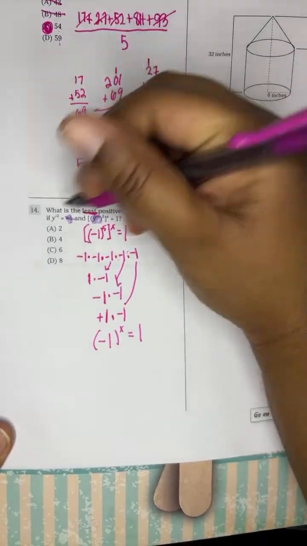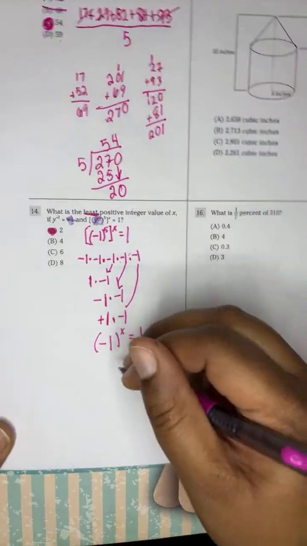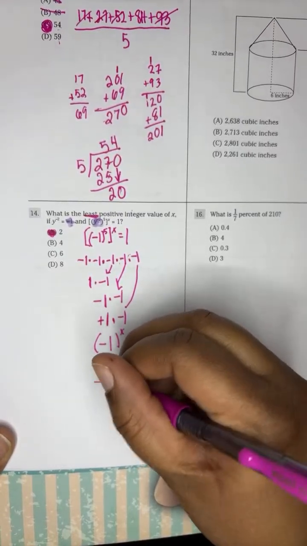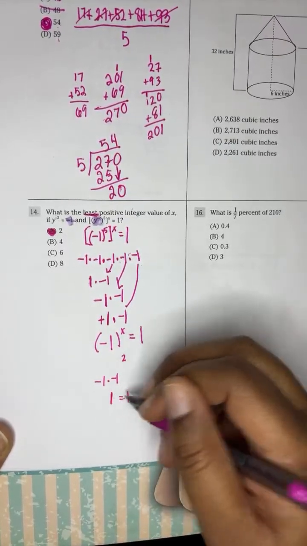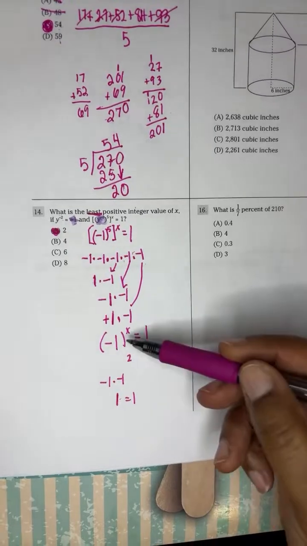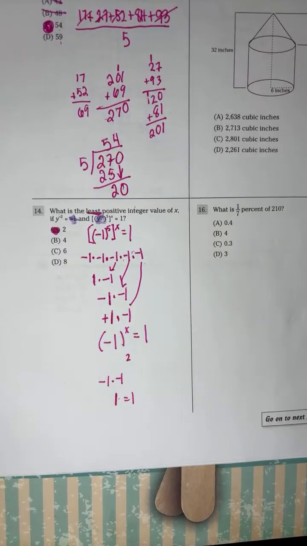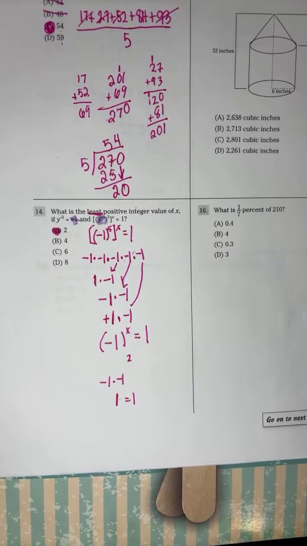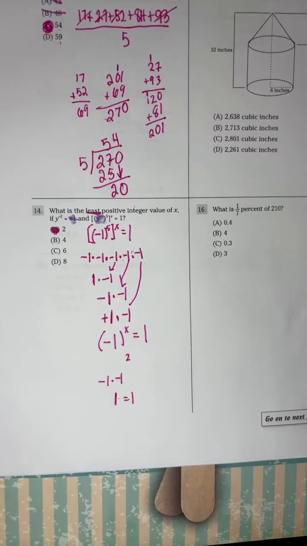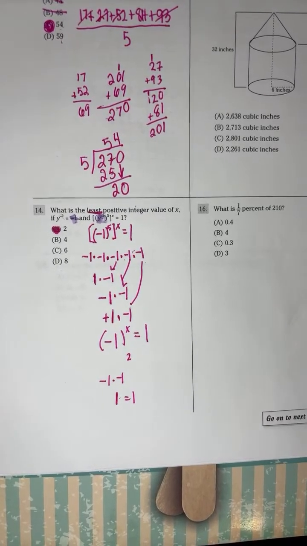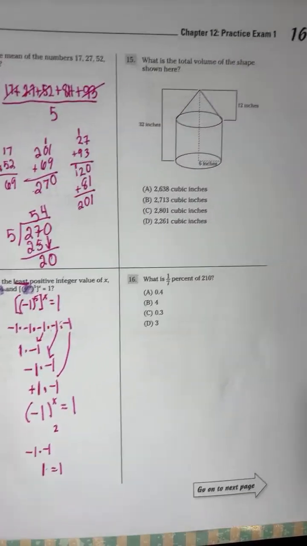Well, the least positive integer is going to be A. Because if we put 2 here, remember, that's going to be -1 times -1. And then negative times negative gets us a 1. That's how we can get 1 equal to 1, by making the least positive, which is 2. Any questions on that one, you guys? Any questions before we move on? All right. Let's keep it going then.